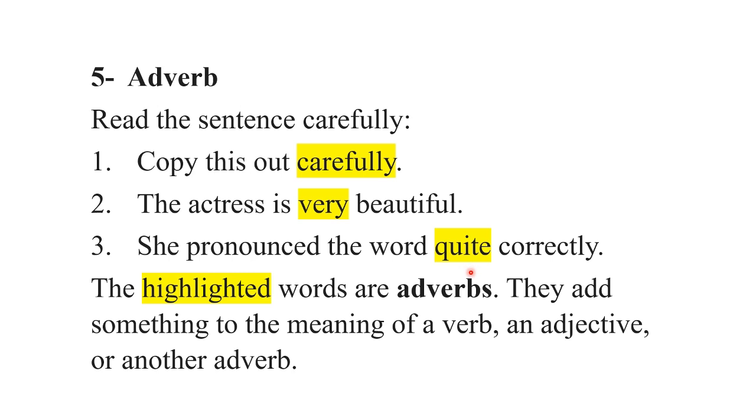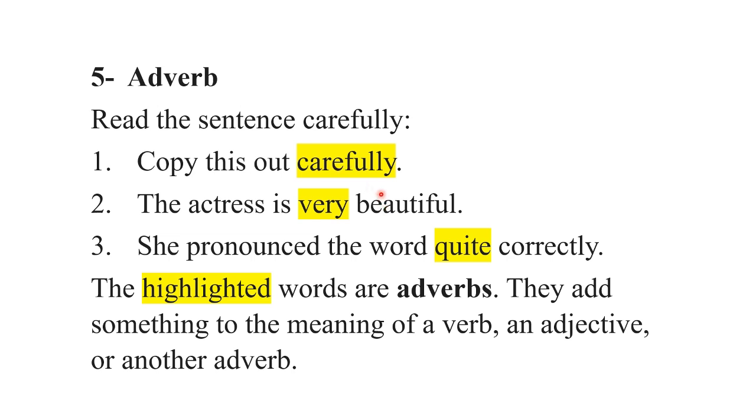For example, carefully. It adds something to the meaning of the verb copy. Copy this out carefully. What kind of sentence is it? Copy means you copy. It is actually an imperative sentence. Just try to recall those different types of sentences. Copy this out carefully. So this is an imperative sentence and we are modifying the verb copy with another word, carefully.